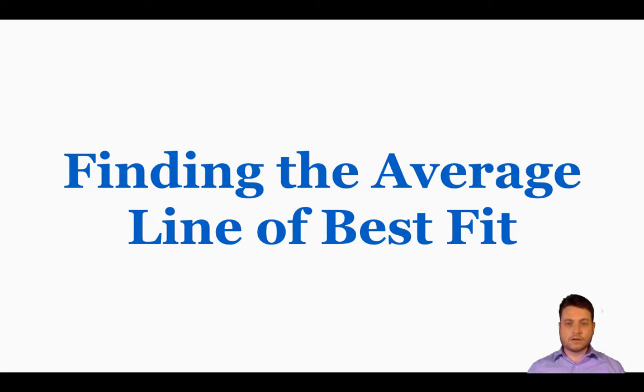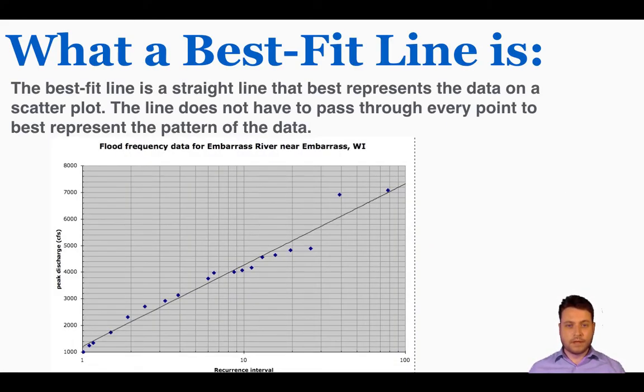Now that you're done making your graph on LoggerPro, the next step of your lab report is to find the average line of best fit from your max and min lines of best fit. So a line of best fit is a straight line that best represents the data on a scatter plot. The line does not have to pass through every point to best represent the pattern of the data.